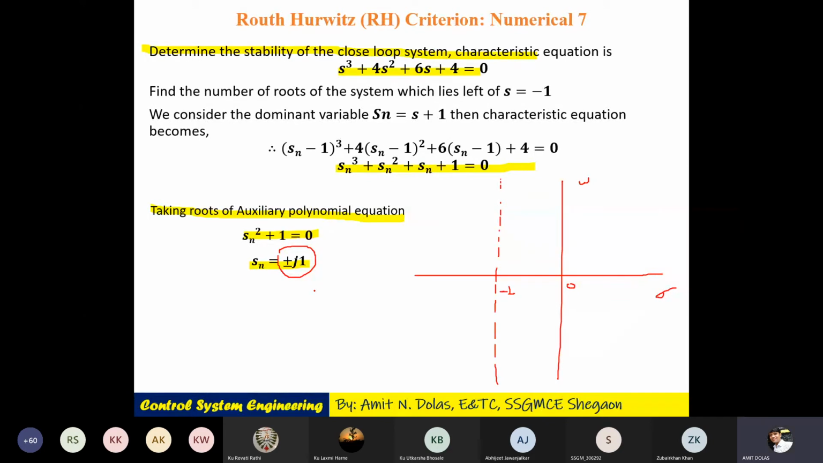I want to put two crosses at plus j and minus j. Are they located on the sigma is equal to 0 line or are they located on the sigma is equal to -1 line? Until and unless I get an answer from your side, I will not end this lecture. I'll wait for the answer.